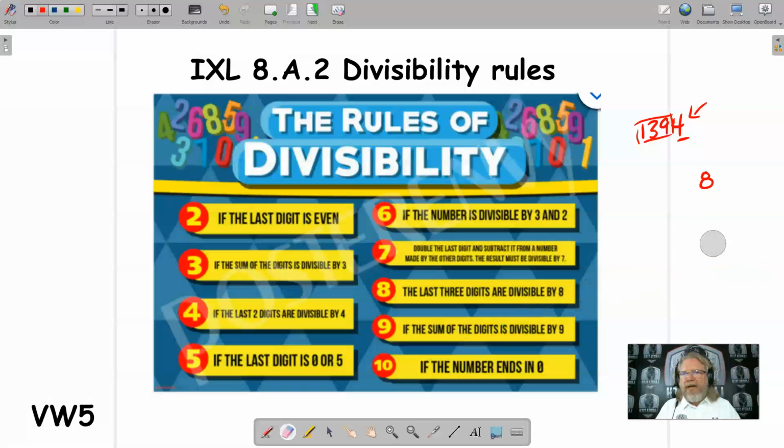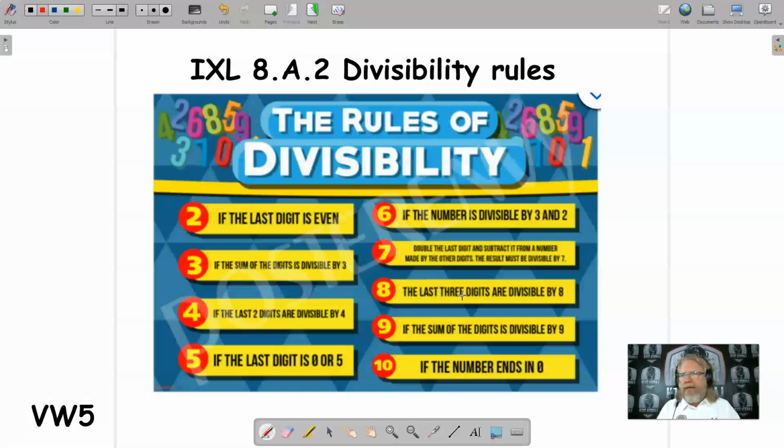That's an interesting rule. It's kind of a tough one to remember. As a matter of fact, I usually don't remember that one. On the next one, 8. 8's kind of like 4. If the last 3 digits are divisible by 8. Remember, with 4 it's the last 2 digits. The way I remember this is that 8 is twice as much as 4. So whereas with 4 you look at just the last 2 digits, with 8 you look at the last 3 digits.